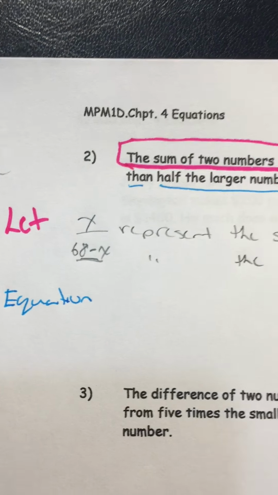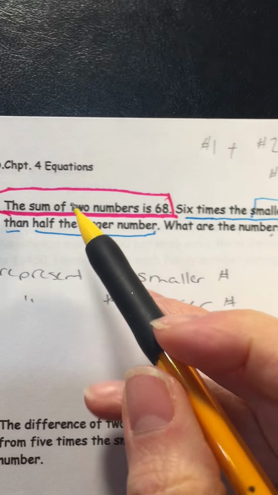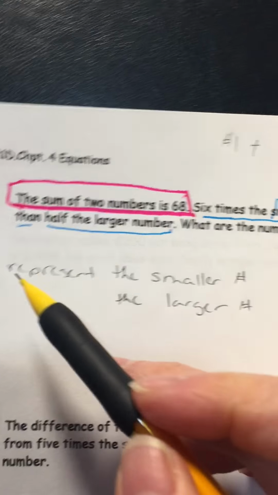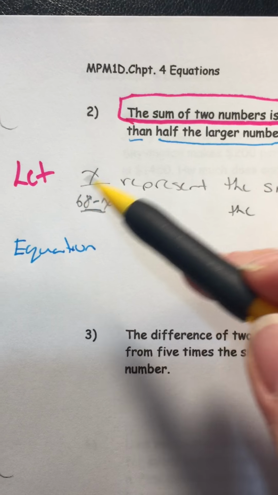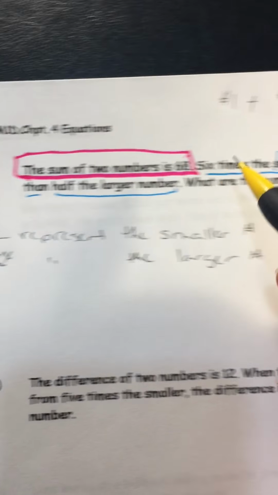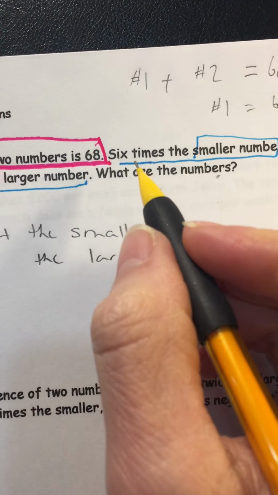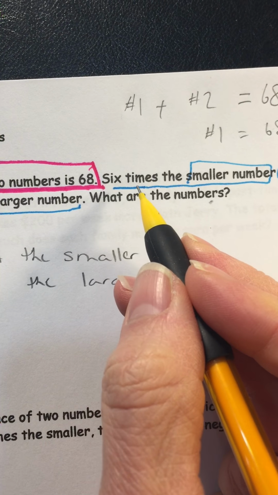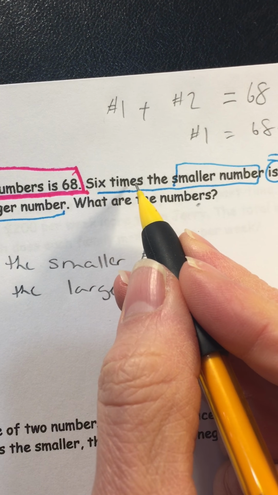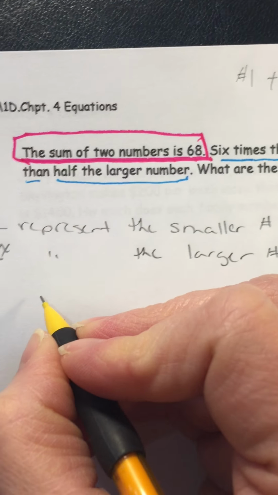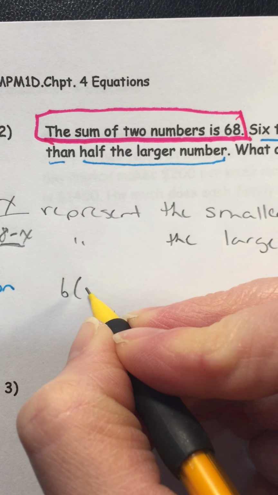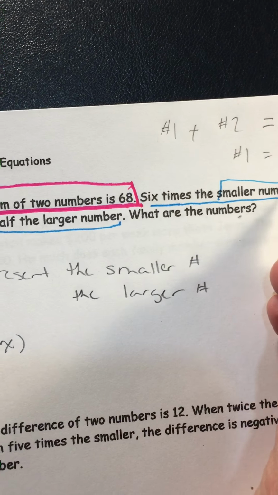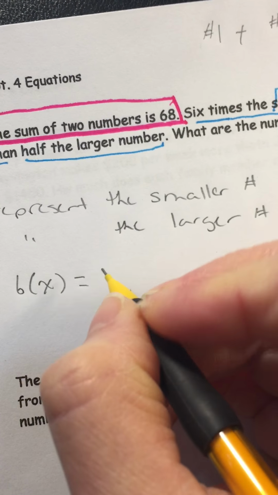My equation is going to come from that relationship. I've already used the pink relationship to come up with my let statement, so I can't use it again to come up with an equation. I have to use the next relationship. So it says, what does it say? 6 times the smaller number. So I'm going to write 6 times the smaller number is represented by x, then an equal sign.